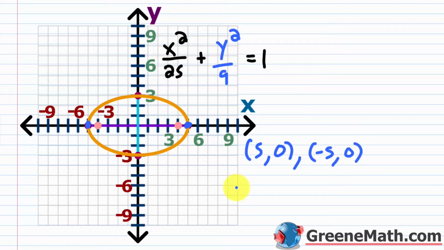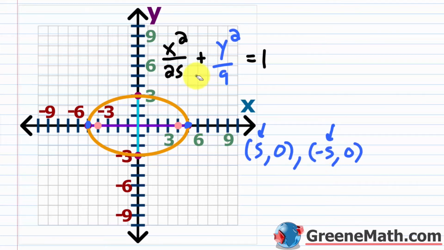Okay? So the quick way to do that is just to look at this number right here, this denominator under your x squared term, and just say, what's the principal square root? What's the negative square root? So if y is 0, you've got the principal square root. If y is 0, you've got your negative square root. So that's how you can get that quickly.